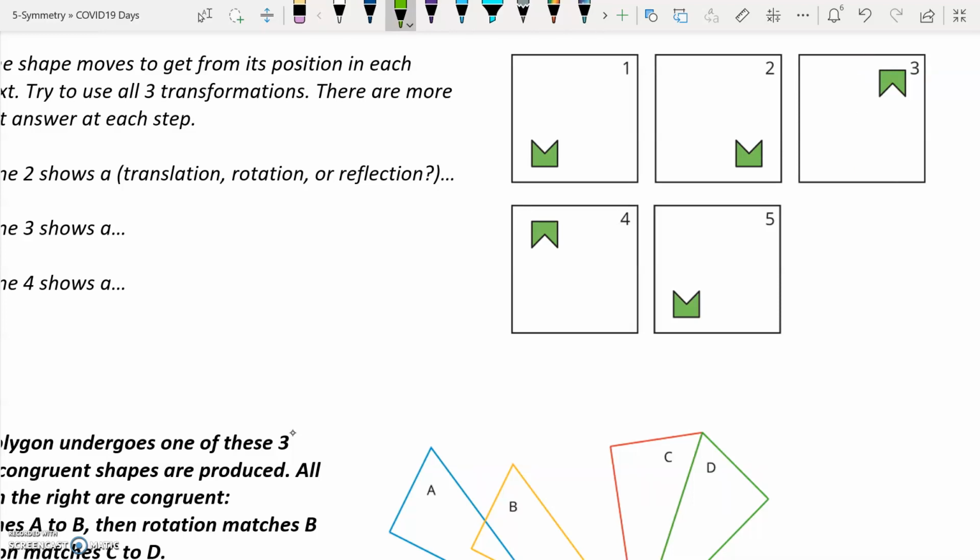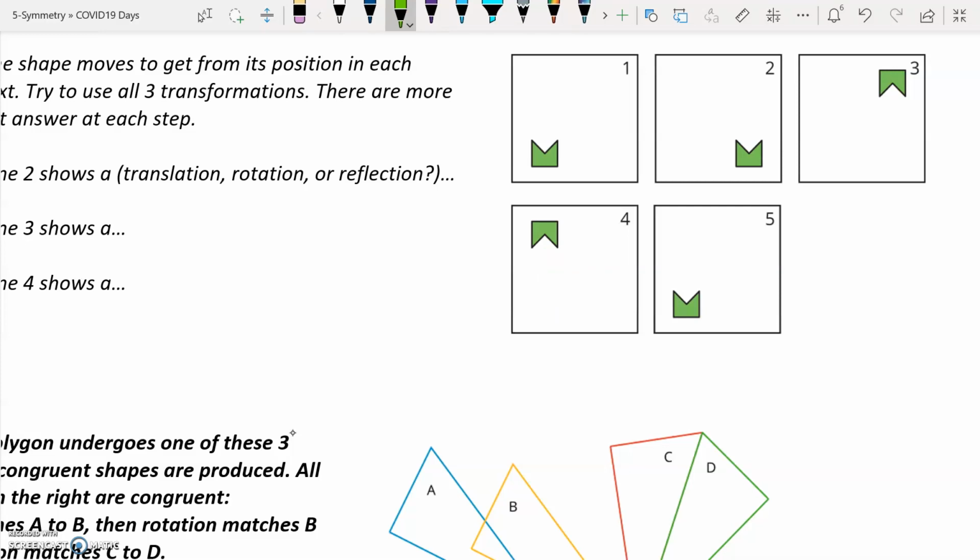And finally, going from card 4 to card 5, once again, we could have a reflection there. You could flip it over that horizontal line. So fold it over and it would land down there, flipped upside down. But you could also get that same result by spinning it.